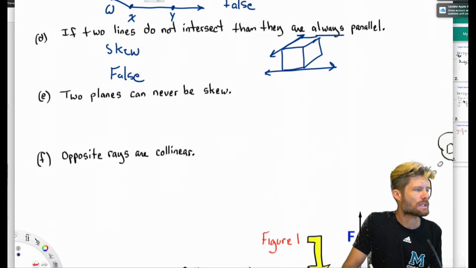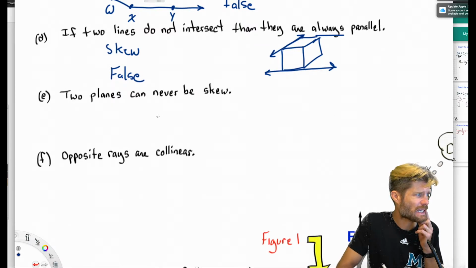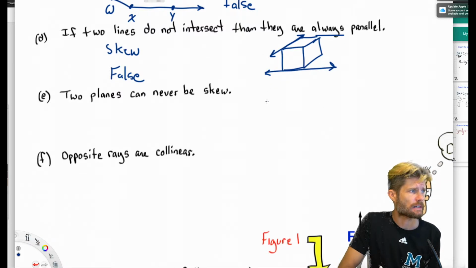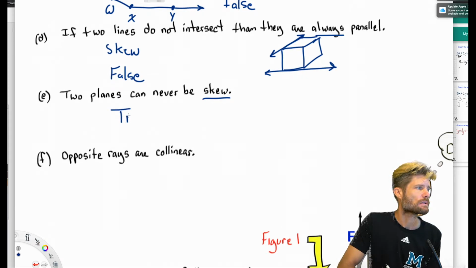Two planes can never be skew. Okay, so planes can only be two things. They can intersect at a line or they could be parallel. Skew is something for lines only. So two planes can never be skew. That's true.